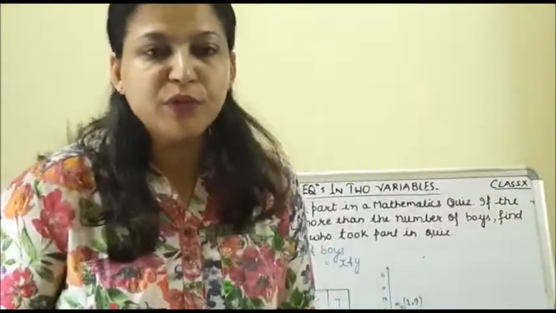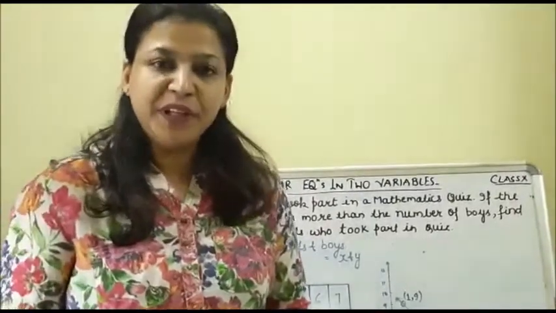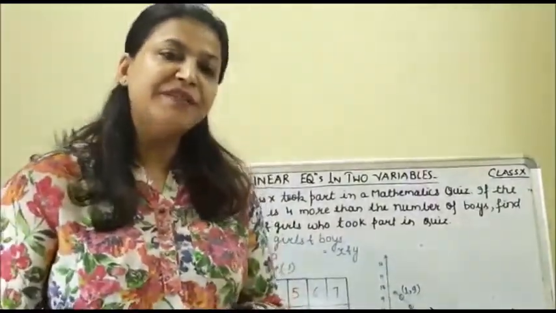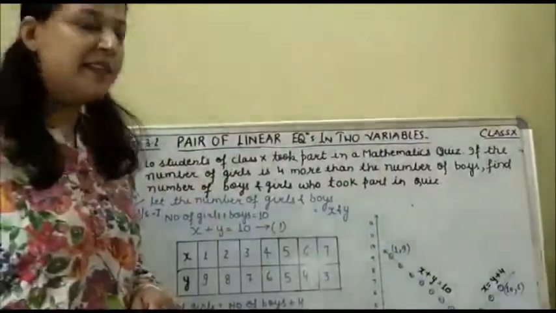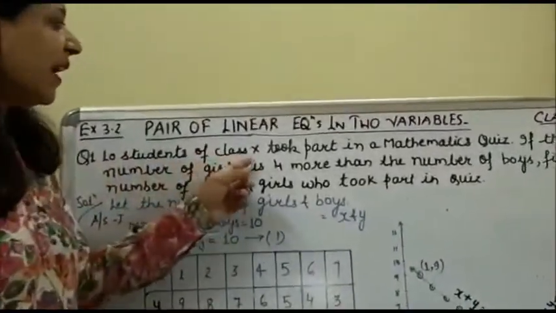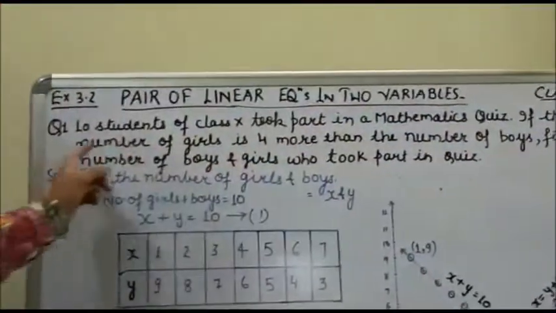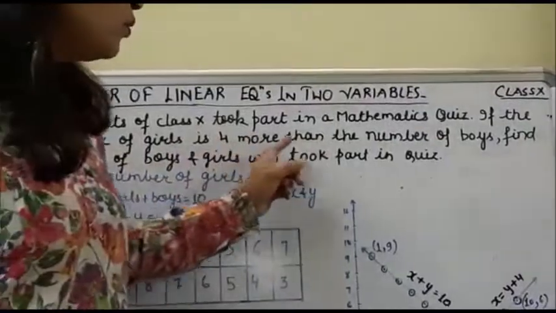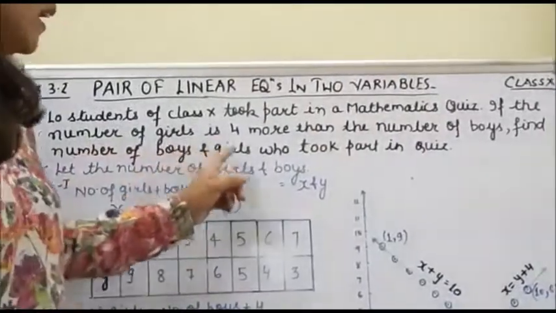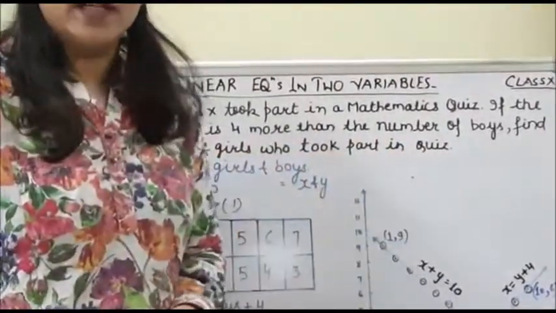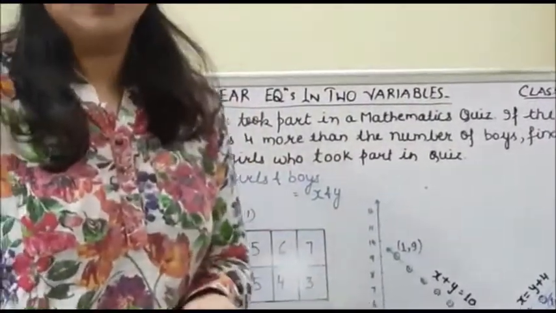One more question we will do of pair of linear equations in which we will show algebraically and graphically. Just see first question of your new exercise, that is 3.2. What it says, 10 students of class 10 took part in mathematics quiz. If the number of girls is 4 more than the number of boys, find number of boys and girls who took part in quiz. Now you have to show number of boys and girls through graph.